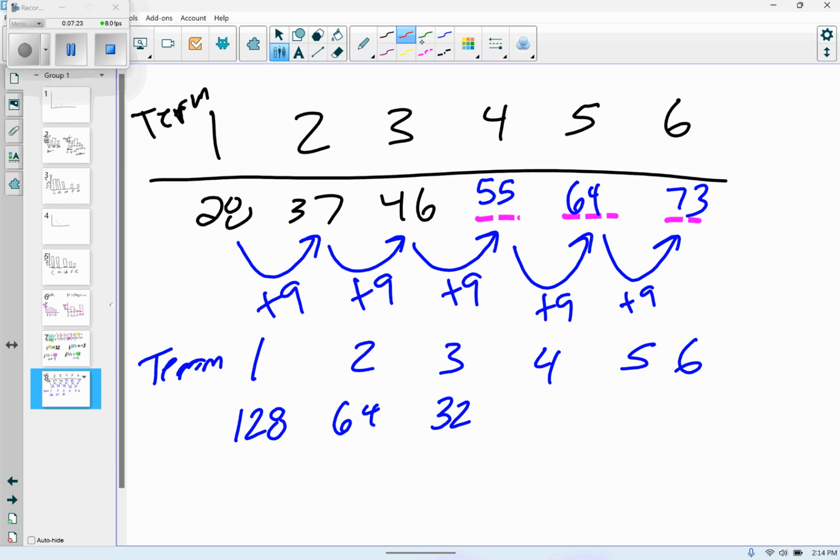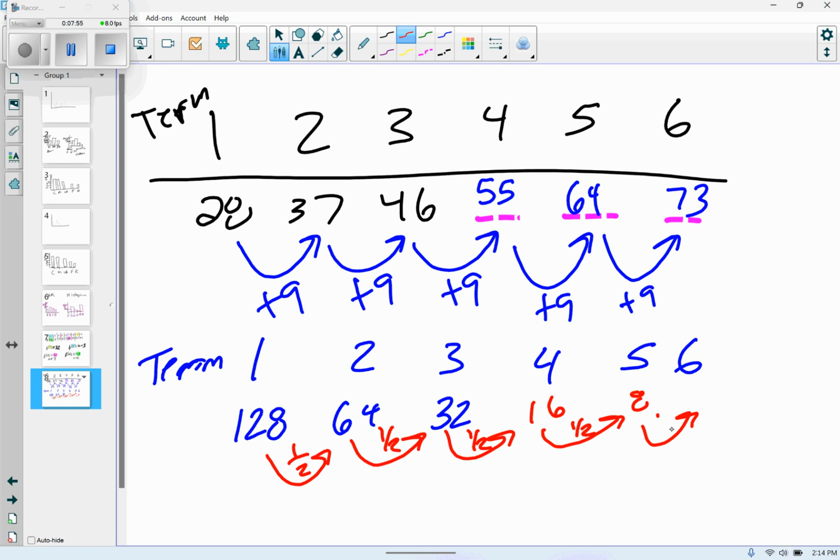So my first term is 128, second term is 64, third term is 32. So we could try to figure out a common difference. But you also might be able to see there's more of a pattern. It was stated to just split them in half because half of 128 is 64, right? So this is half. And then this is half. So what's half of 32? 16. Very good. What's half of 16? 8. Half of 8? 4.